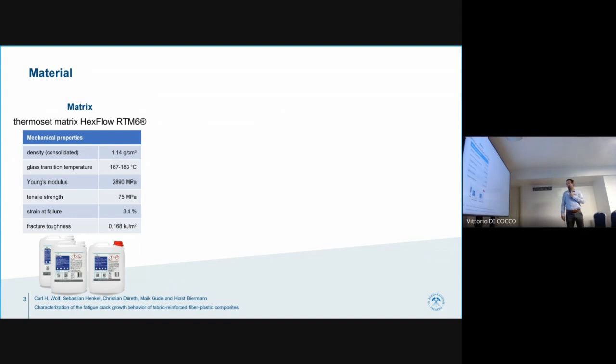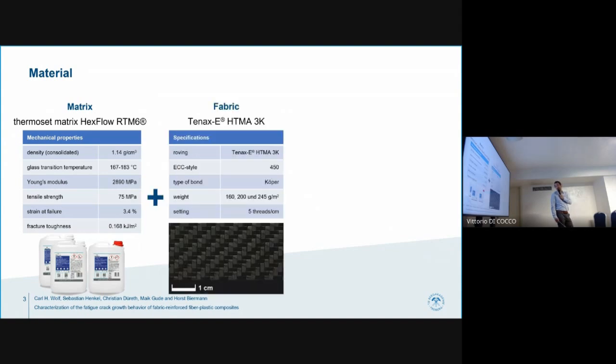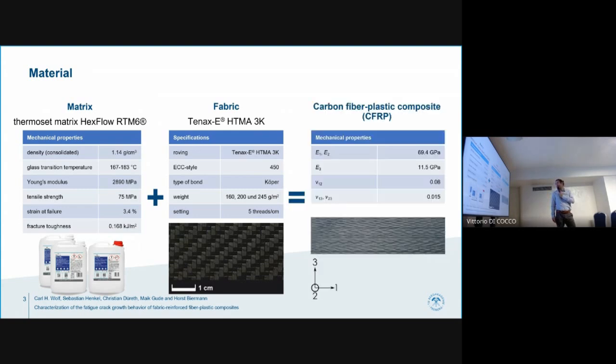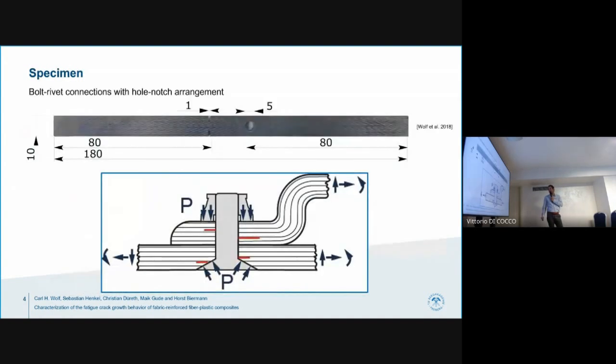Let me just shortly introduce the material. On the one hand, we had a matrix, and on the other hand, we have a fabric. In our investigation, we investigated 3 different fabric weights: 160, 200, and 245 grams per square meter. And this together gives us our carbon fiber reinforced plastic composite, which is an orthotropic material, as you can see here.